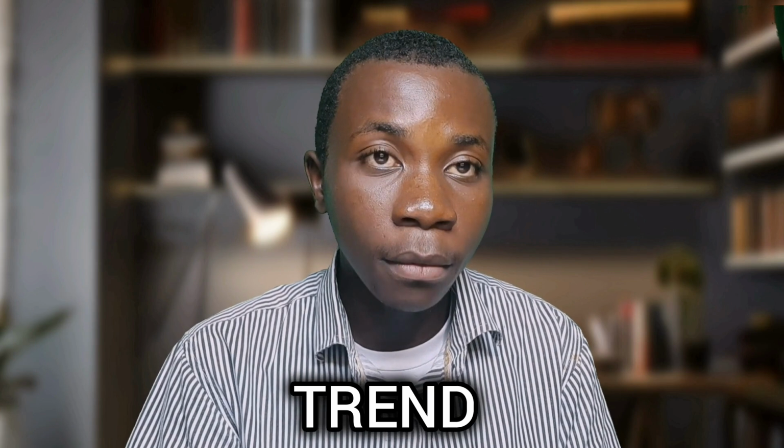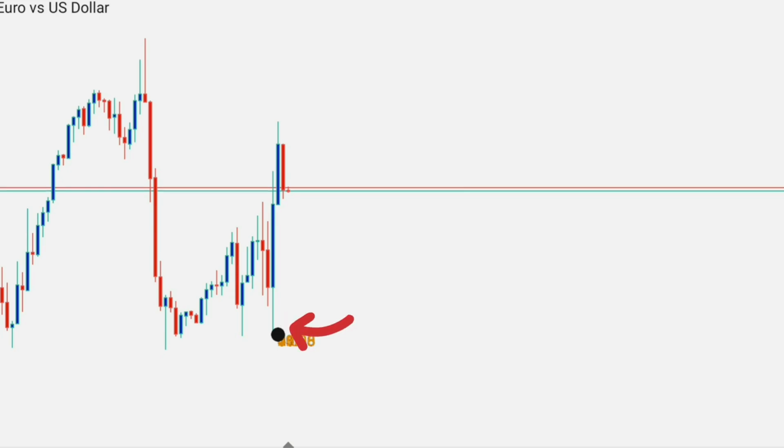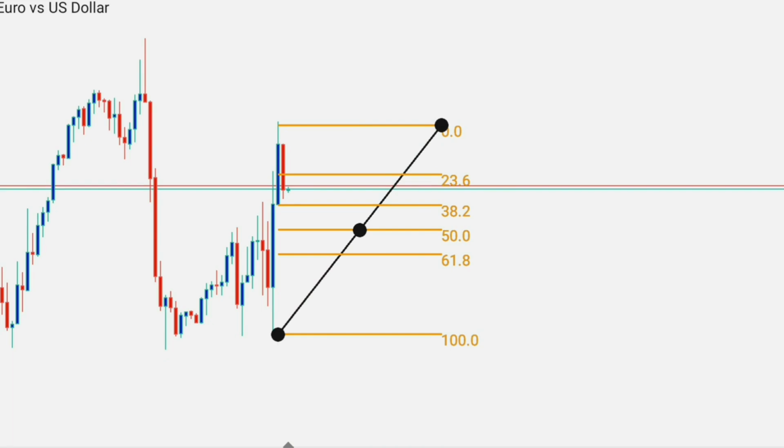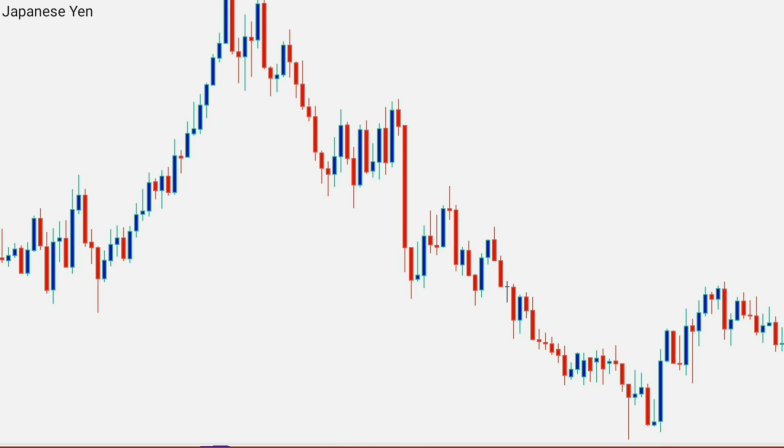So there are many things you have to consider, but the most important thing is trend. You can use Fibonacci levels on an uptrend or downtrend, but don't use Fibonacci on ranging markets. If it is an uptrend, this is how to draw your Fibonacci tool: first of all, look for the lower low and draw it to the higher high like this. But if it is a downtrend, this is how to draw it. First of all, look for a higher high here and draw it to the nearest lower low like this.